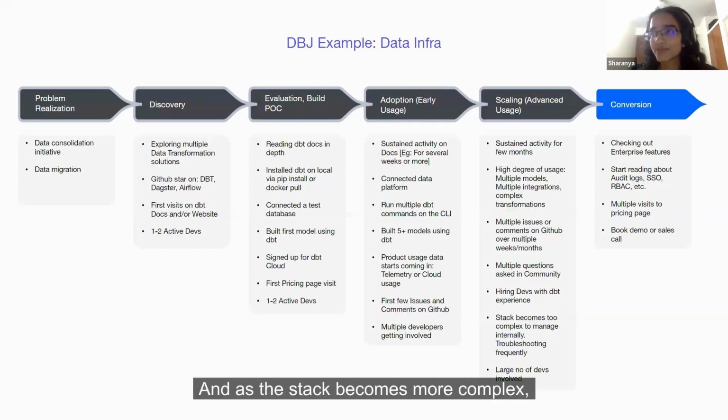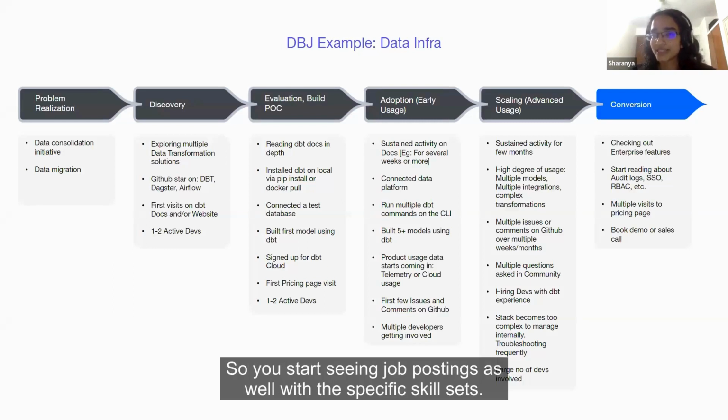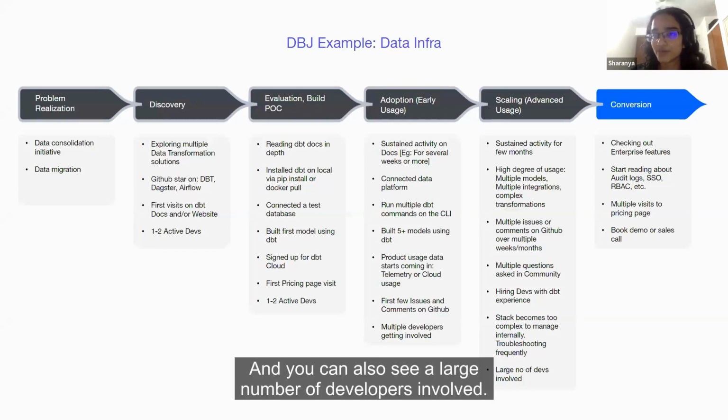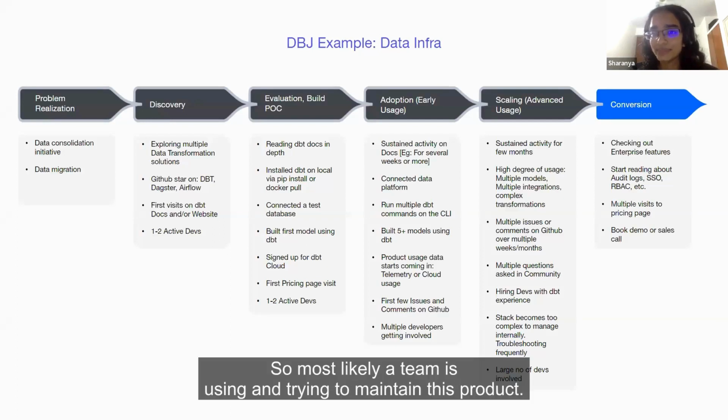And as the stack becomes more complex, the company would also maybe hire somebody, like you would want someone just to maintain this pipeline. So you start seeing job postings as well with the specific skill sets. And you can also see a large number of developers involved. It makes sense, right? So most likely a team is using and trying to maintain this product.